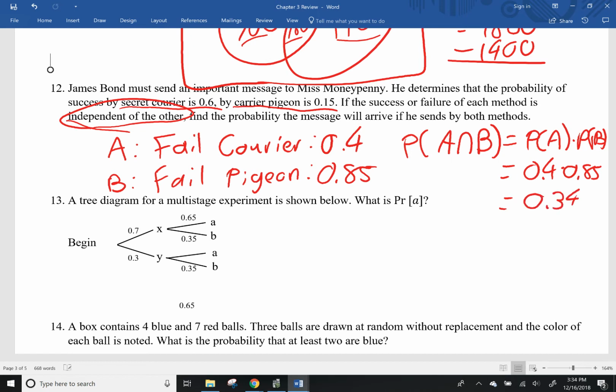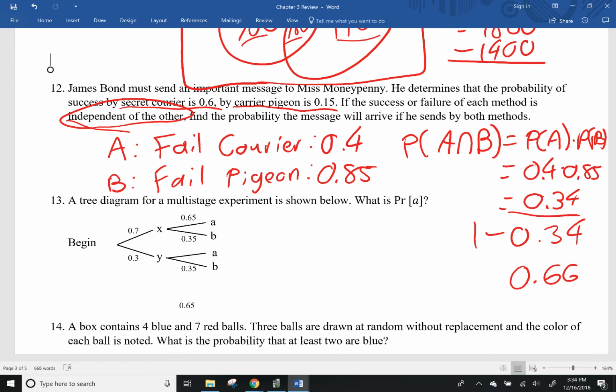0.34. Now, again, that's not the answer to my question, because the answer to my question is, what's the probability that something will succeed, that the message will arrive? Well, if it's a 0.34 chance that it doesn't arrive, then that means that the remainder is something did arrive. So 0.66 is the probability that something did arrive, that the message got through one way or the other.